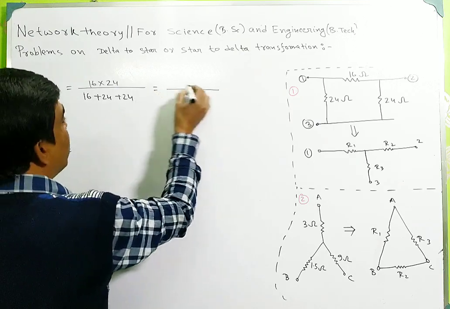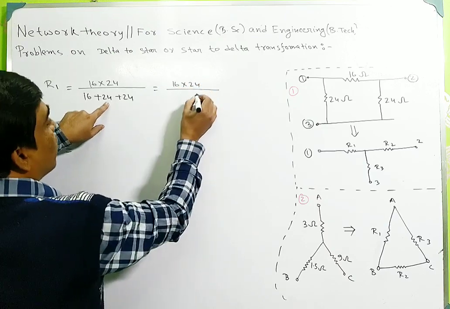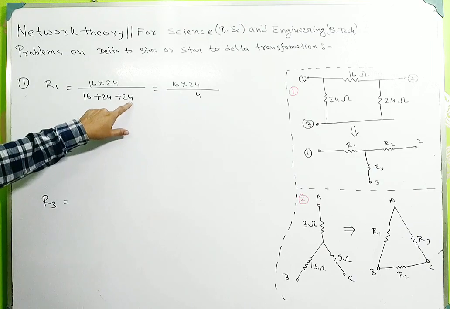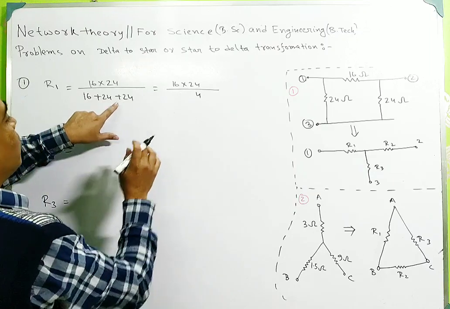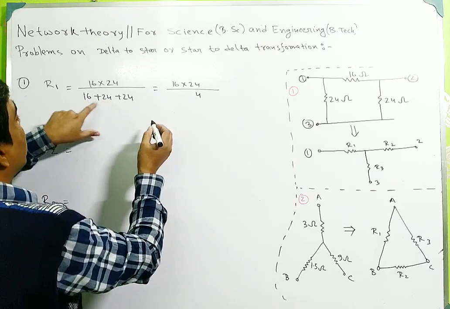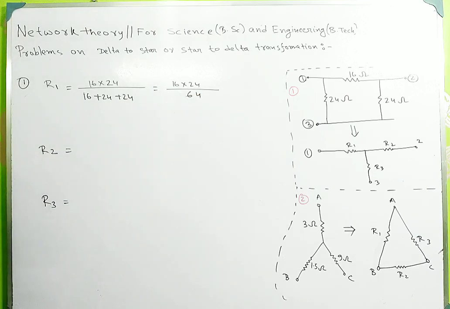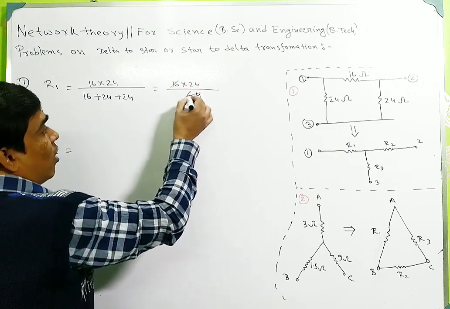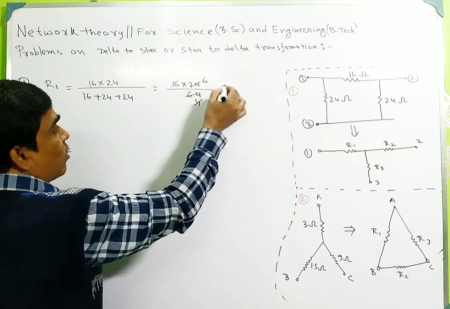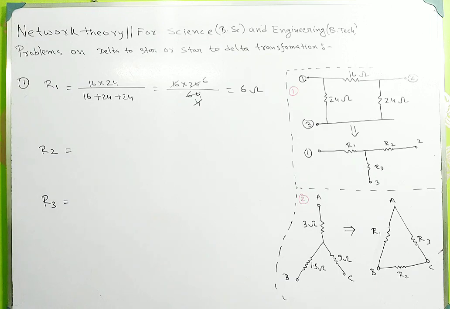This will be 16, 24, and the sum is 64. Simplifying, 4 and 6, so it will be 6 ohm. So what will be the value of R1? R1 will be 6 ohm.